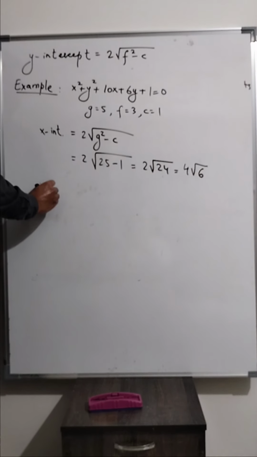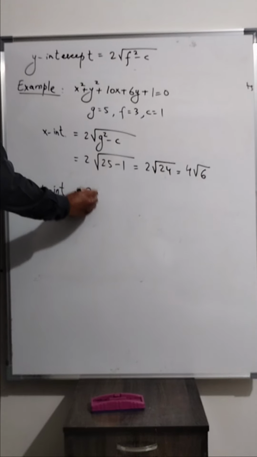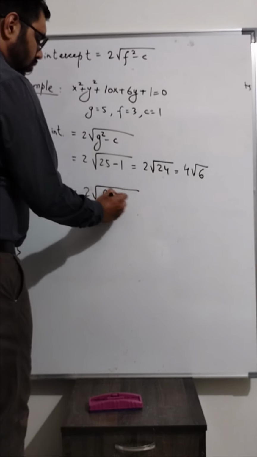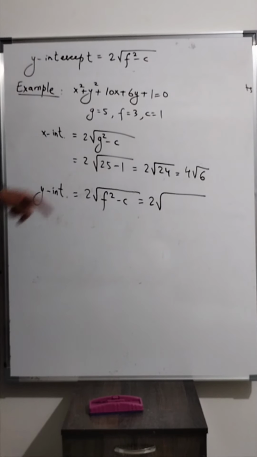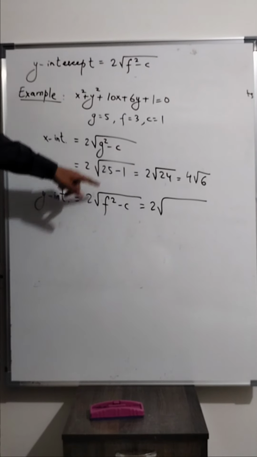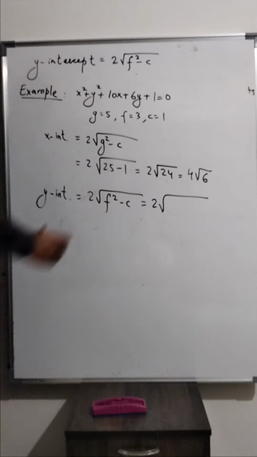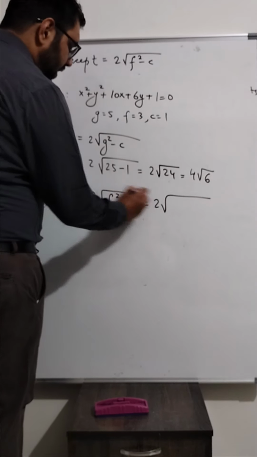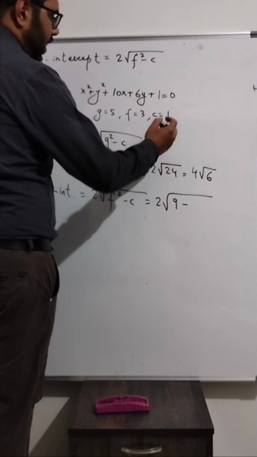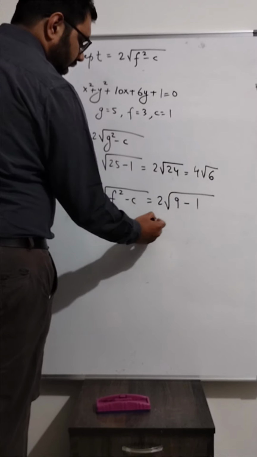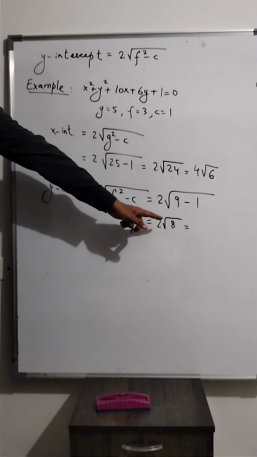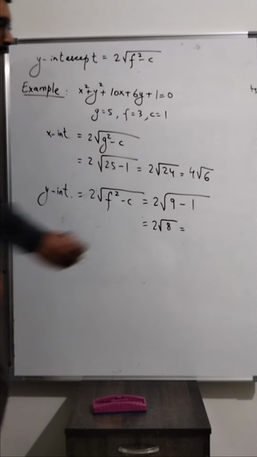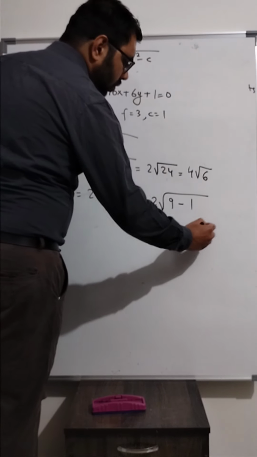And similarly, if we apply the formula for y-intercept, it is nothing but 2 root of f square minus c. So 2 times square root of f square minus c, and now substituting the values of f and c. Value of f is 3, so 3 square will become 9 and minus c. Value of c is 1. So 9 minus 1, so this becomes 2 times root of 8. Root of 8 is nothing but 2 root 2. So 2 root 2 when you multiply by 2 will become 4 root 2.